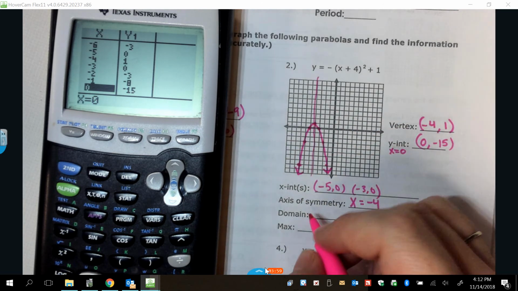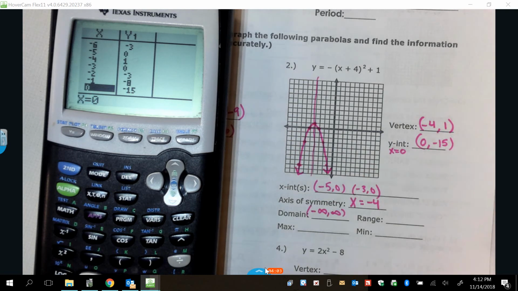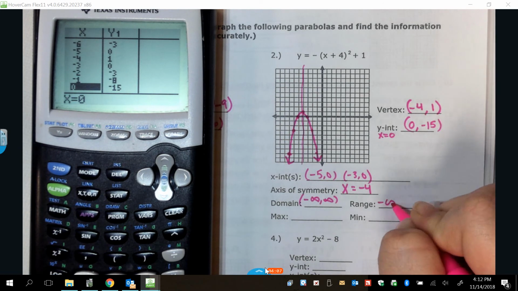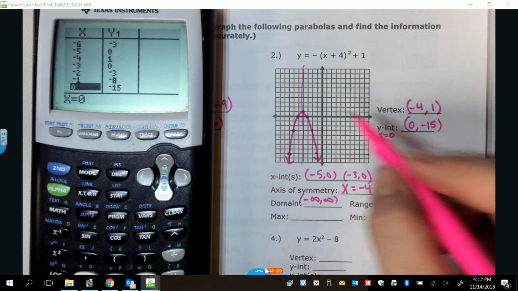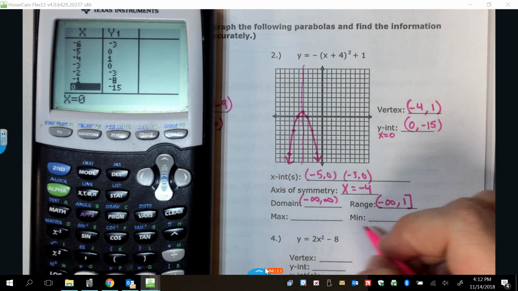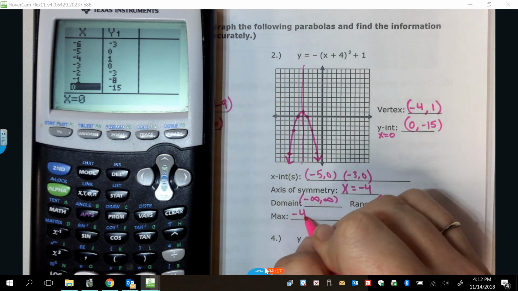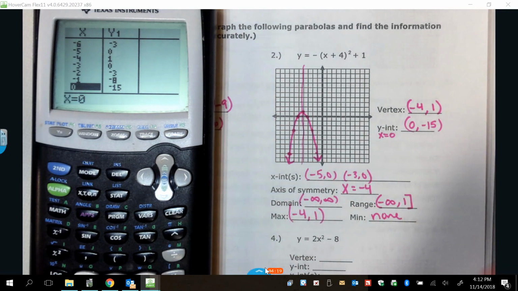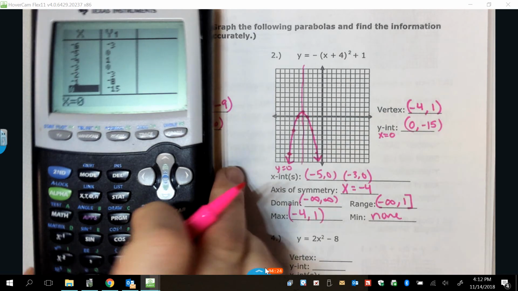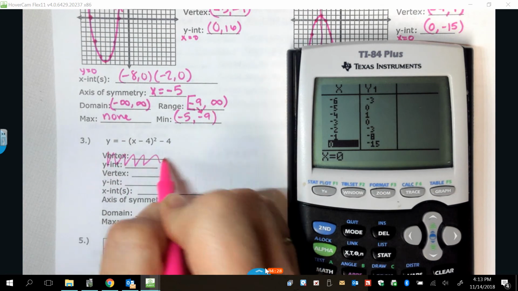Okay, domain, -infinity to infinity, because if I keep drawing this forever, it's going to get wider and wider and wider. Now range, it goes down forever, and the highest point is at 1. Okay, this has a maximum but no minimum because it goes down forever. So it's -4, 1. Remember, your x-intercepts are where y equals 0. Here, I know it says vertex and y-intercept twice, I'm sorry.